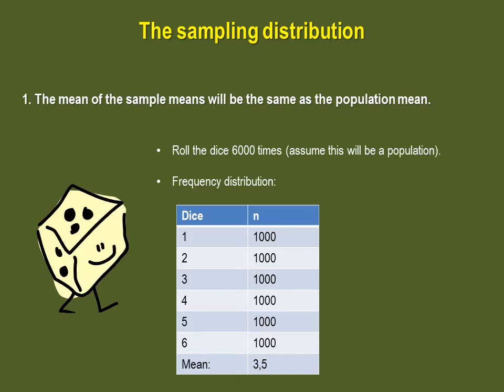Sample distributions of means have specific properties. The first one is that the mean of the sample means will be the same as the population mean. Let's do an example to prove this. Imagine you have rolled the dice 6,000 times. We'll assume this will be the population. So our frequency distribution is actually like this. You'll get 1,000 times each one of the values of the dice, and your mean would be 3.5.